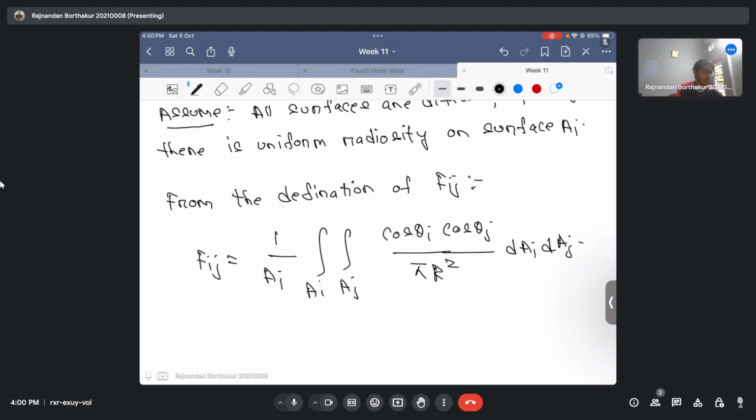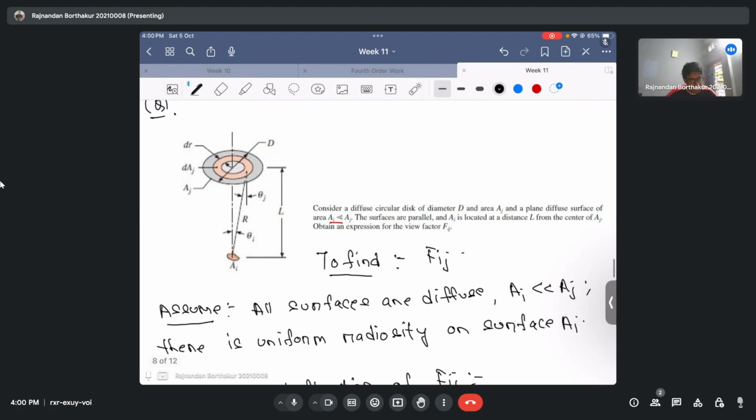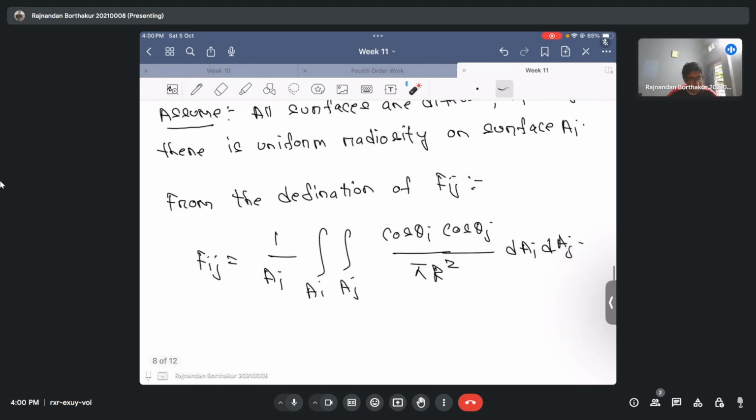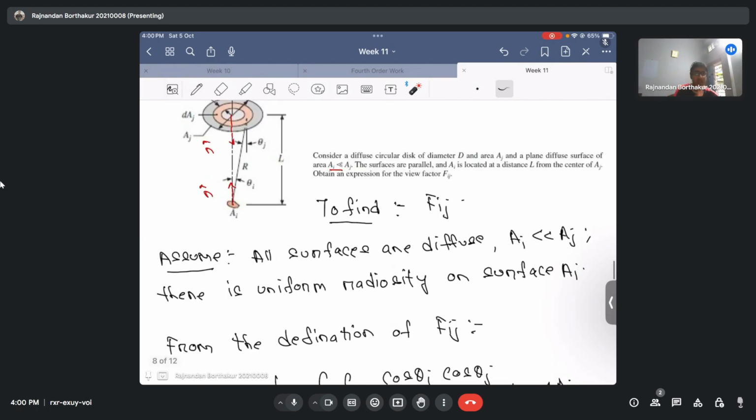So what we will do is some simplification. You can appreciate that the normal of the surface I, that is n cap, is equal to the normal of the surface J, which is also n cap, because the normal of this surface is pointing towards this direction, and the normal of this surface is pointing towards this direction, which means that my cos theta I should now be equal to cos theta j.